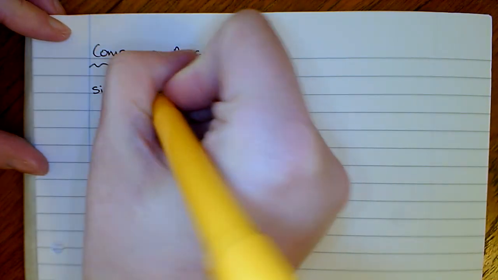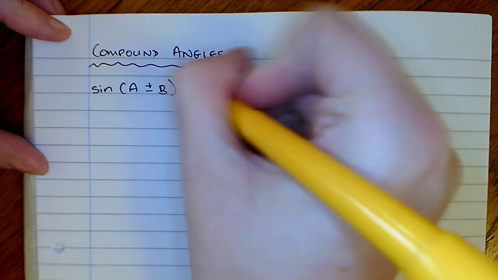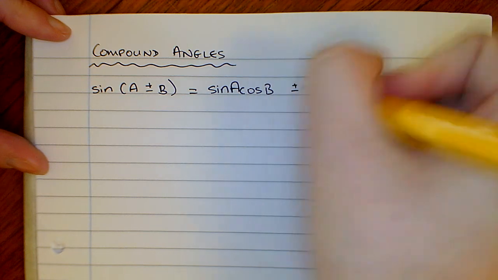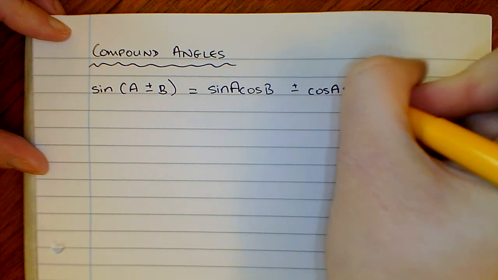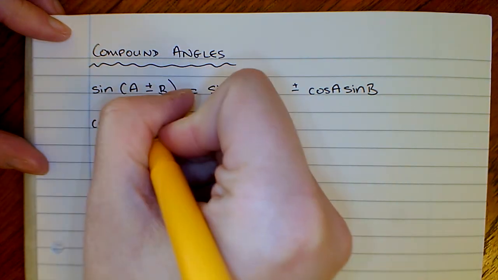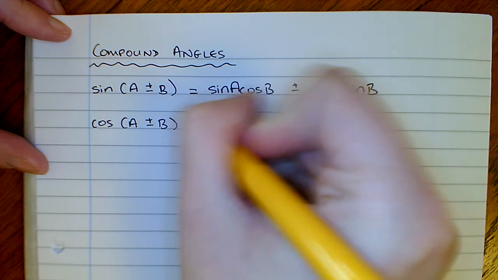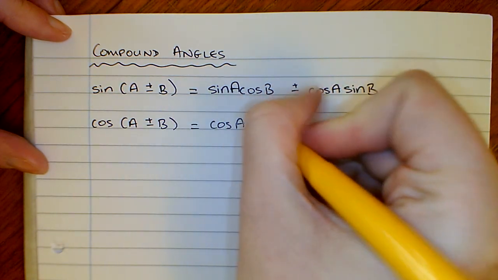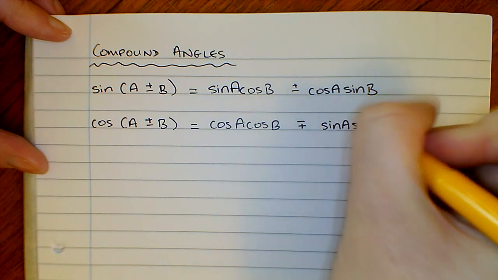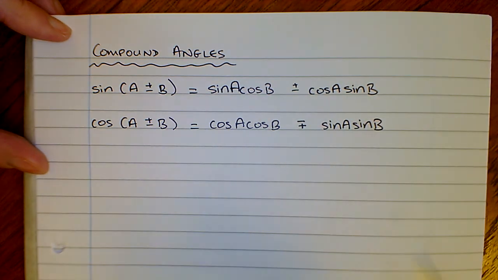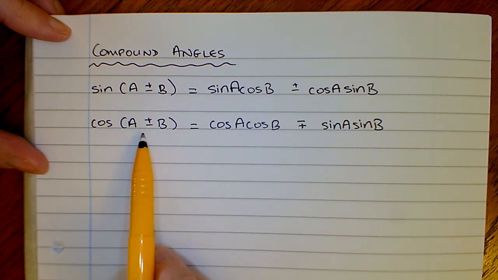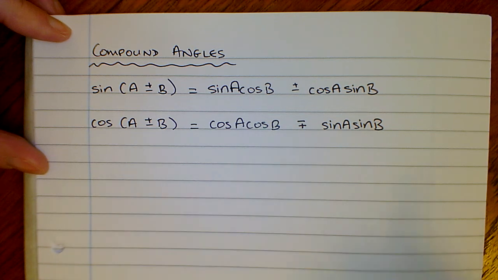So the sine of A plus or minus B equals sine A cos B plus or minus cos A sine B. Cos of A plus or minus B equals cos A cos B minus or plus sine A sine B. So that means if we have a plus in this bracket, we'll have a minus here. If we have a minus in this bracket, we'll have a plus here. So the signs swap around.